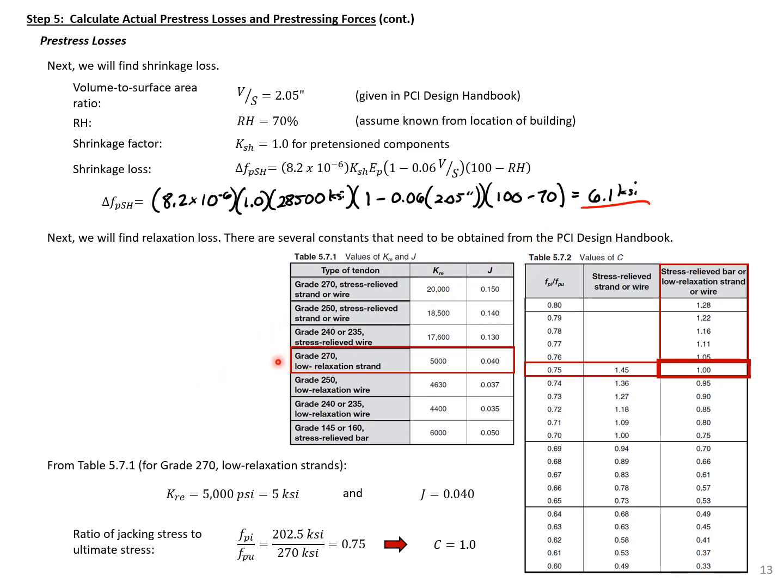We have grade 270 low relaxation strands. These are typical. So with that, we have a K relaxation of 5,000 PSI or 5 KSI and a J equal to 0.04. We can find the ratio of our jacking stress to ultimate, which again will typically be 75% or 0.75. And coming here in the table for low relaxation strands, 75%, we can see we have a C equal to 1.0.